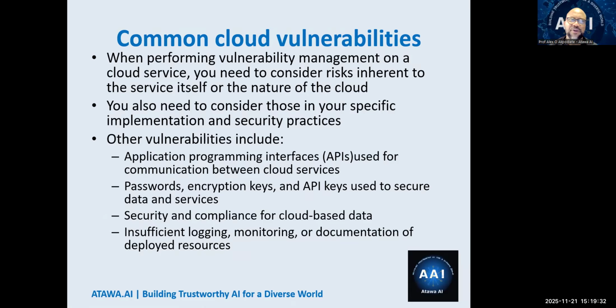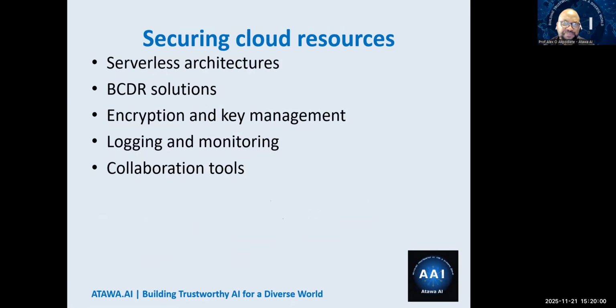So what are the common vulnerabilities? It says common cloud vulnerabilities: APIs, passwords, encryption keys, security and compliance for cloud-based data, insufficient logging and monitoring. These are like risks inherent to the CSP, right? But you still look at it as though you were doing it yourself. So these are risks inherent in the nature of the cloud.